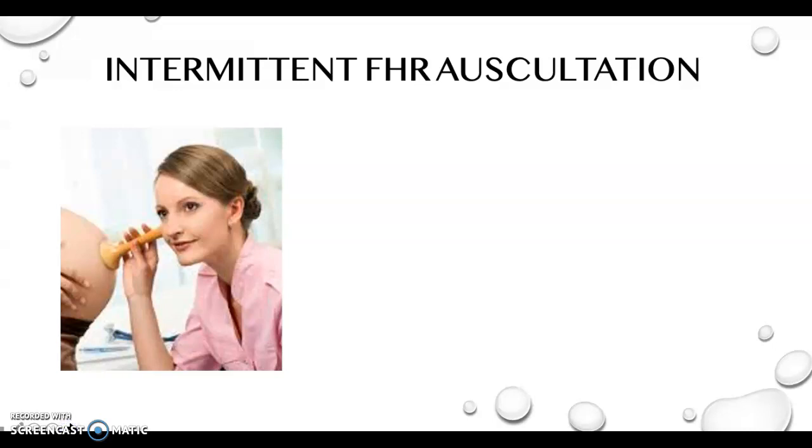All right, so with low risk deliveries in patients, we can do intermittent fetal heart rate auscultation. This you won't see in the hospitals. In the hospitals, we do continuous monitoring. This would be more of a birthing center or a home birth.